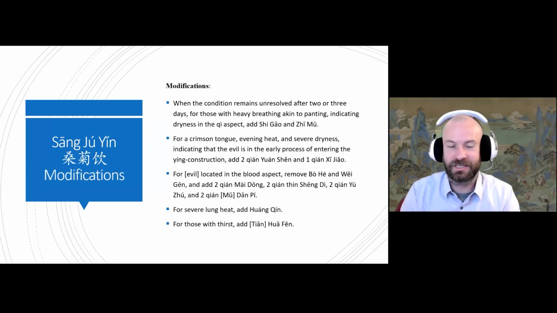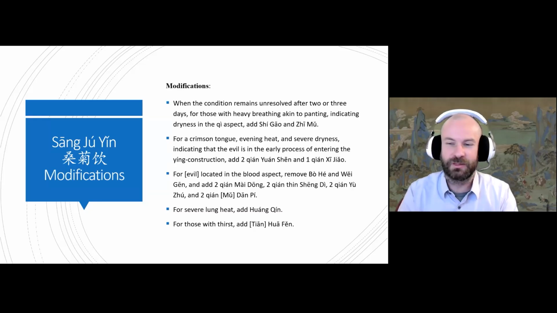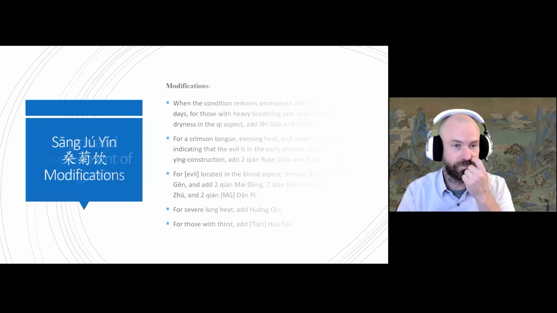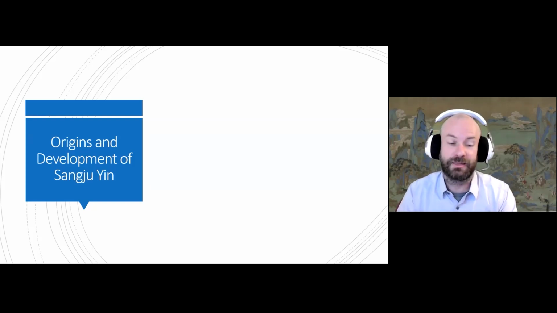So modifications, these come directly from the text as well. You guys, they kind of are just trying to imitate the Shanghan Lun a little bit, but you guys can read these in your own time as well. So how did Wu Jutong come up with Sangju Yin? Zhang Wenxuan argues that it was all based on Ye Tianshi's cases.